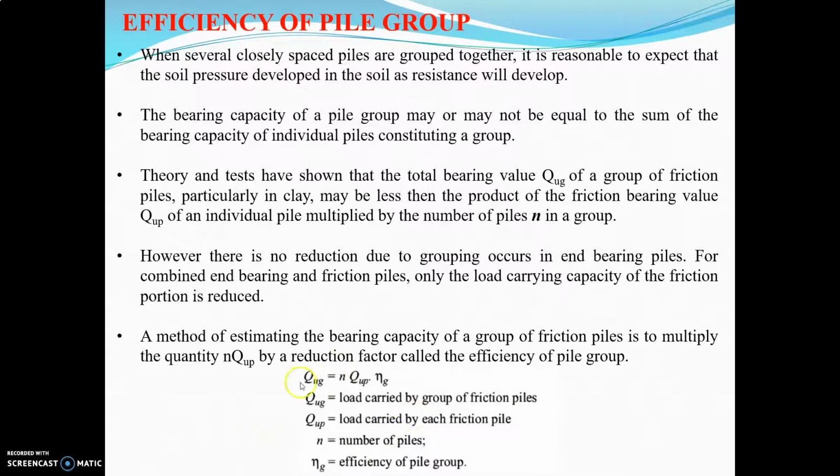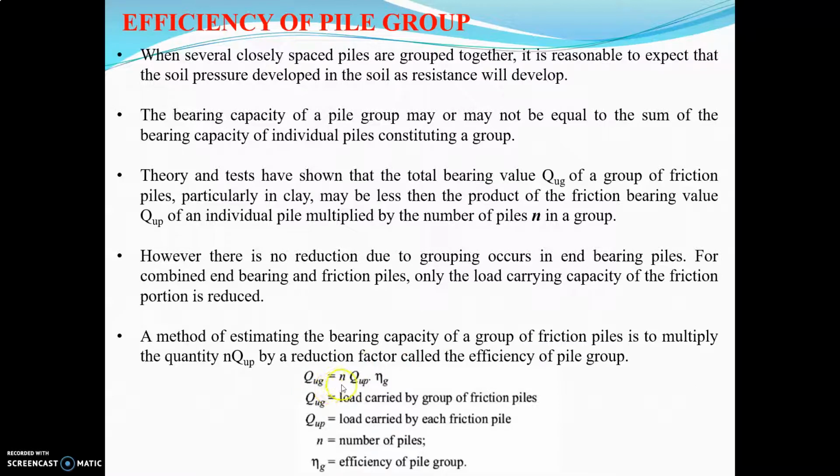This is the formula to find the bearing capacity using the efficiency of pile group: QUG, the total bearing value, is equal to N into QUP into ηG. That's why it is told that a method of estimating the bearing capacity of a group of friction piles is to multiply the quantity NQUP by the efficiency factor, that is the reduction factor, called the efficiency of pile group.